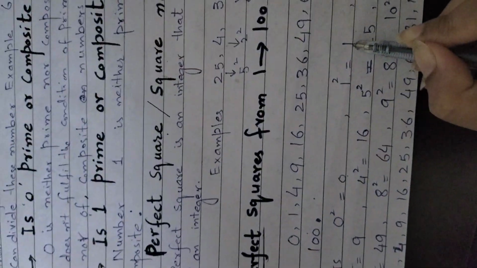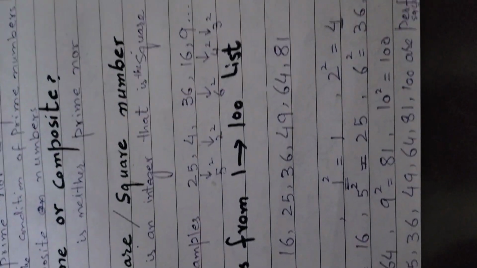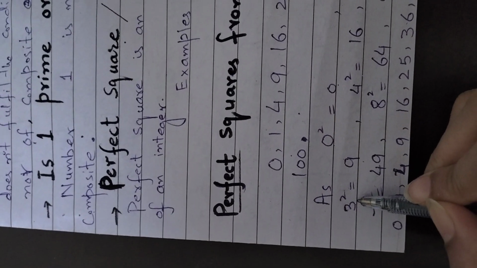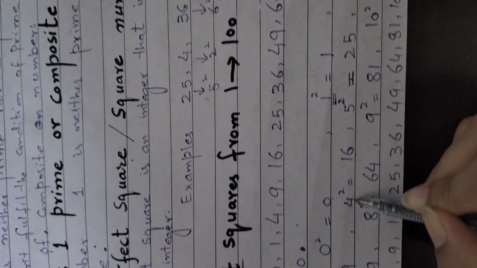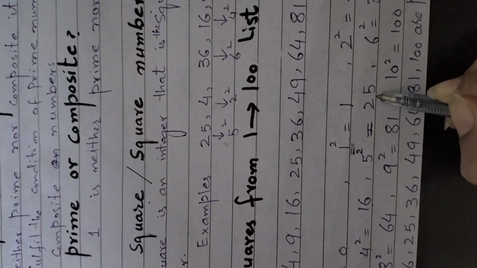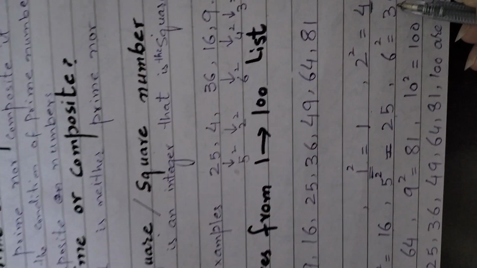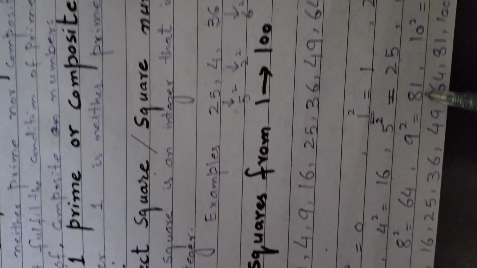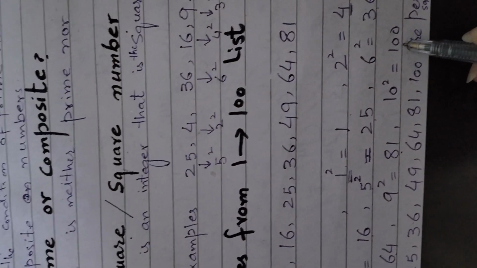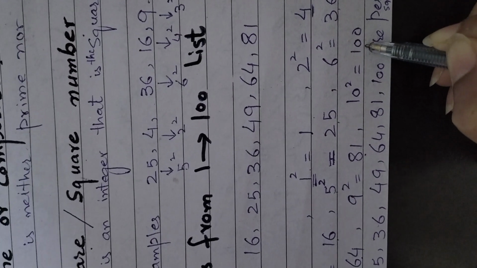And 1 is a perfect square because it can be written as a square of 1. 4 is a perfect square, it can be written as a square of 2. 9 is a perfect square, a square of 3. 16 is a perfect square, a square of 4. 25 is a perfect square because it can be written as a square of 5. 36, 49, 64 and 81 are perfect squares. 100 is a perfect square because these can be written as a square of another integer.